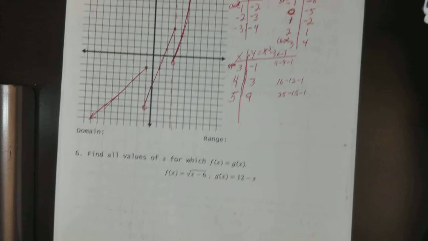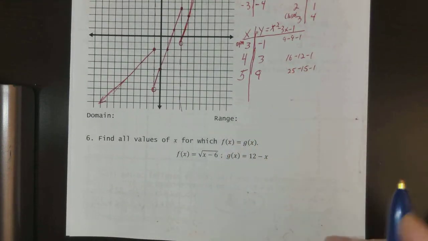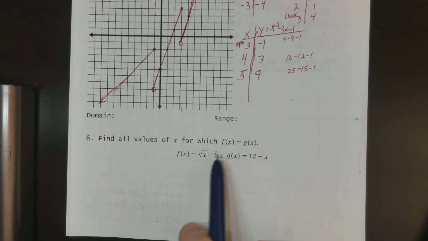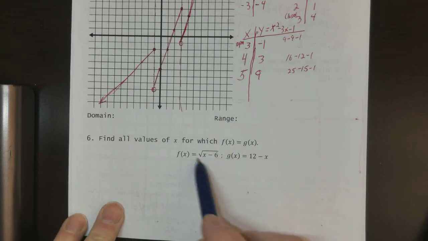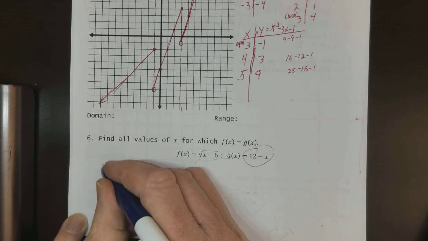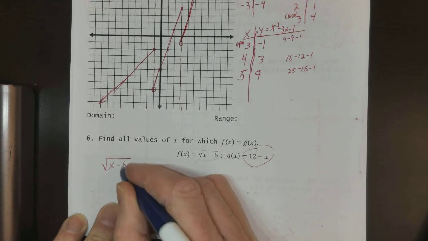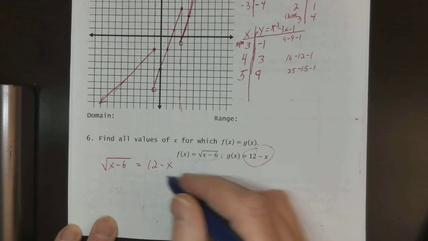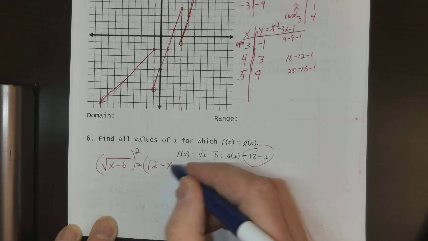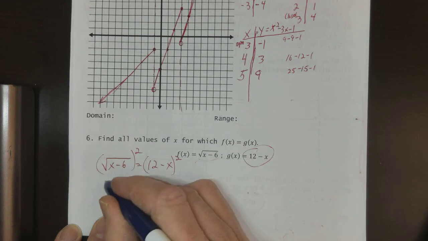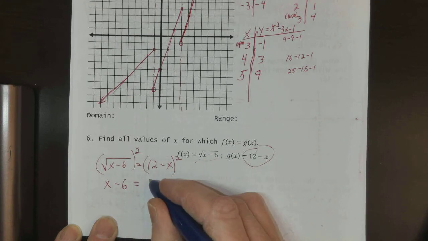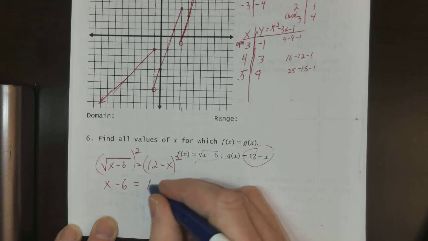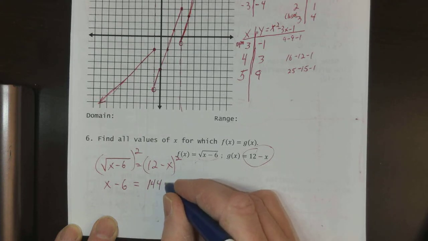All right, number 6. Find all of the values of x for which f of x equals g of x. F of x is this, g of x is this. Square root of x minus 6 equals 12 minus x. Well, let's square that. Let's get rid of that radical. And that's x minus 6. You can FOIL it if you want, 12 minus x times 12 minus x. I've done enough of these, even this year.